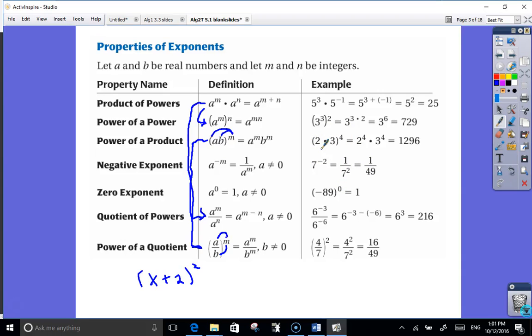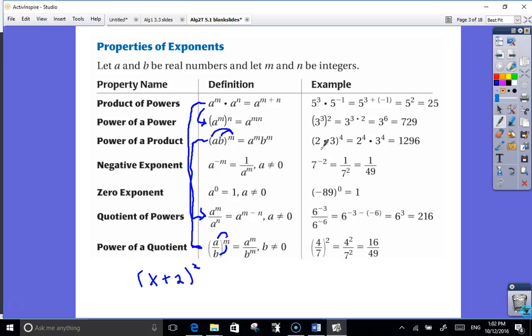And then the last, the 0 exponent. A to the 0 equals 1 means anything to the 0 equals the number 1. Right? It doesn't mean that thing raised to the 1. It means the number 1 replaces it.